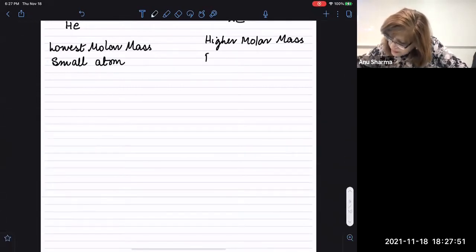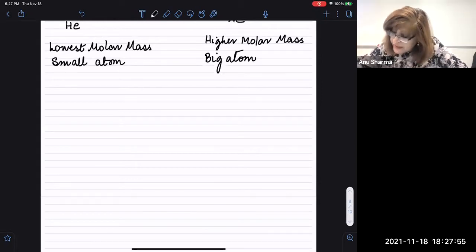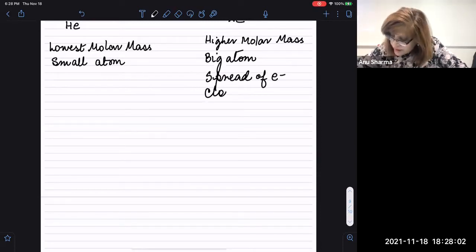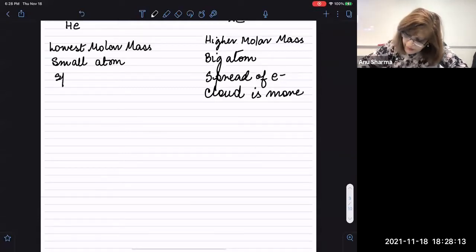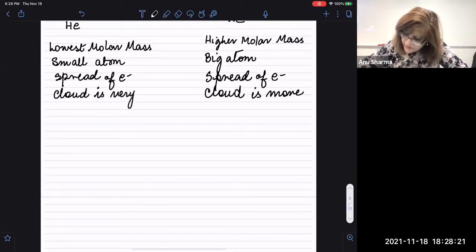Okay, big atom. So big atom means what? The spread of the electron cloud is more. Here, the spread of the electron cloud is very less.